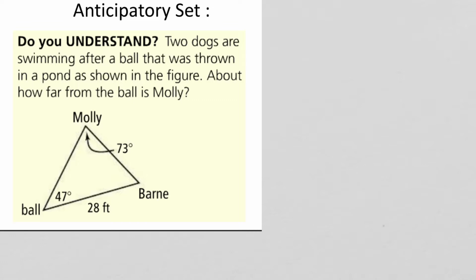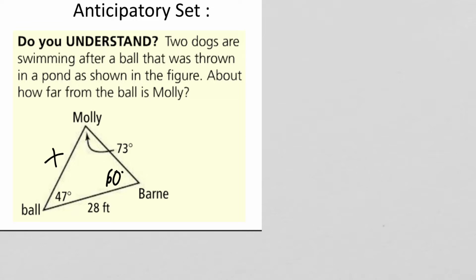So we want to figure out, this is our X. All right, so we know it's not a right triangle. We have 47 and 73. Let's go ahead and get that third angle by the third angle theorem. Subtract that whole thing from 180, and we get this to be 60 degrees here.